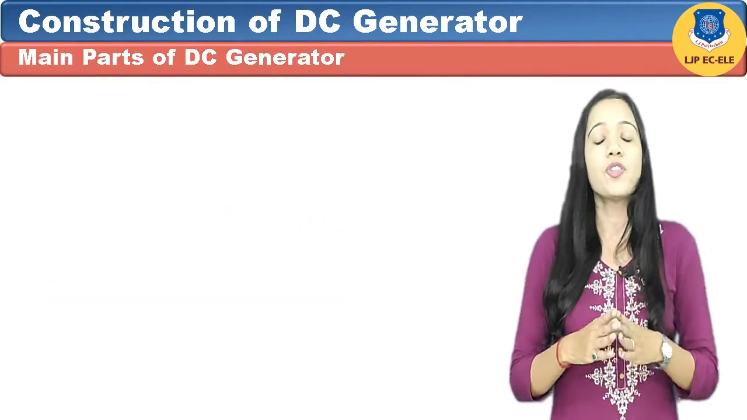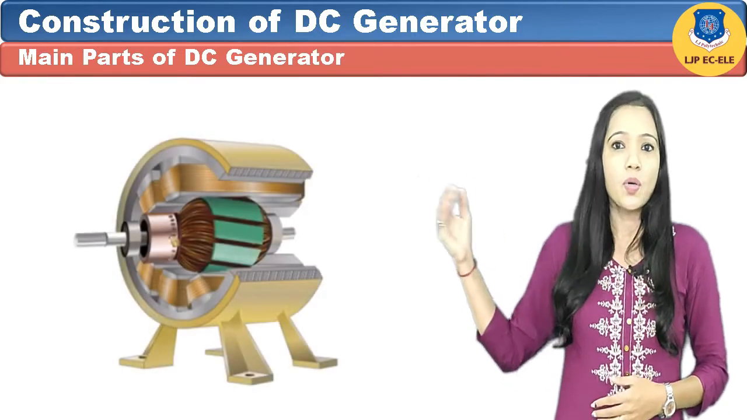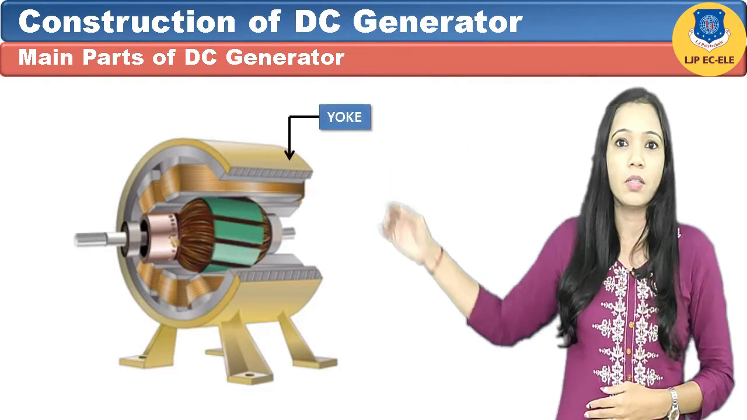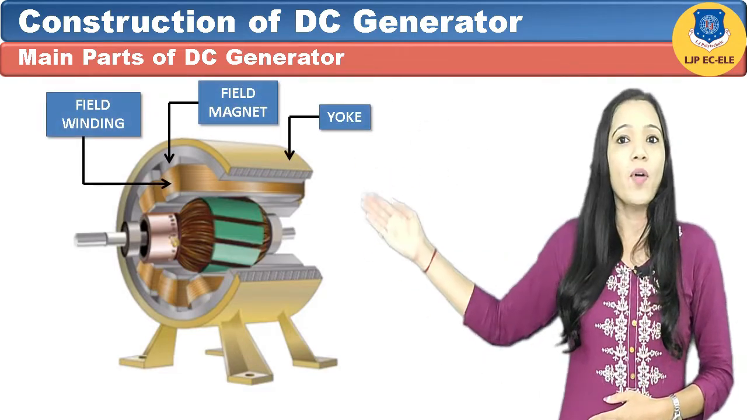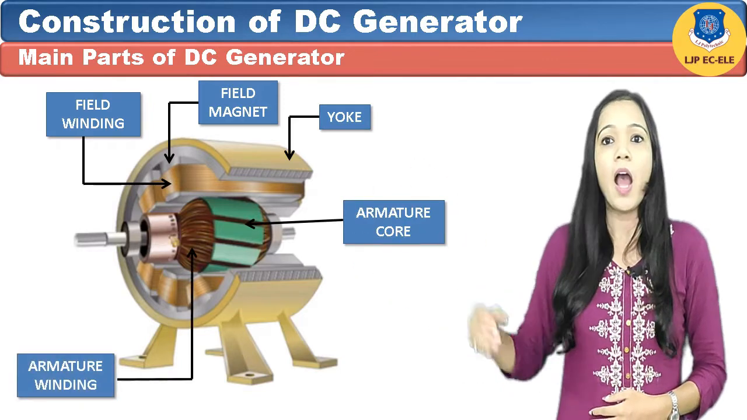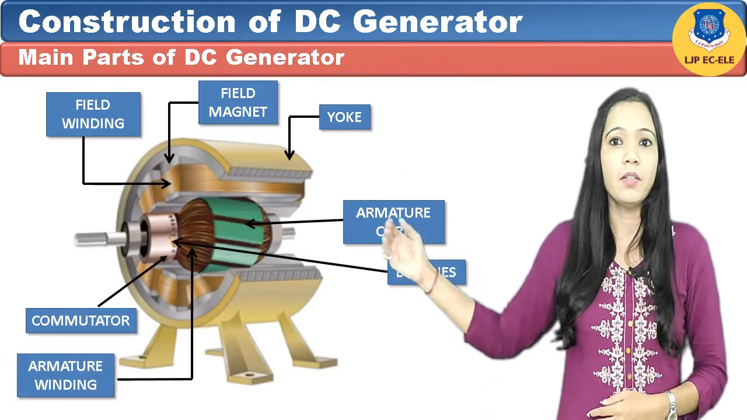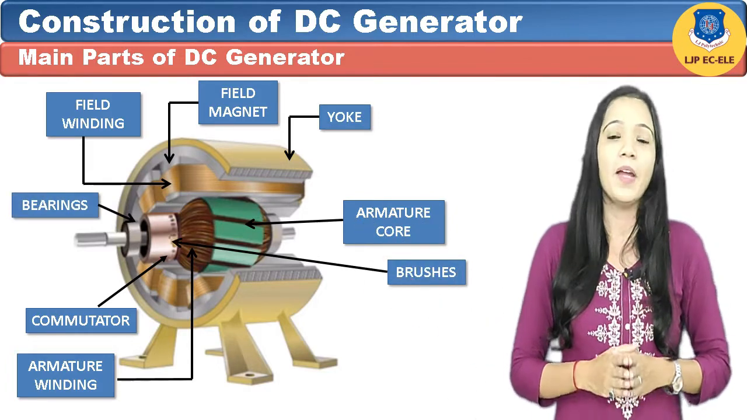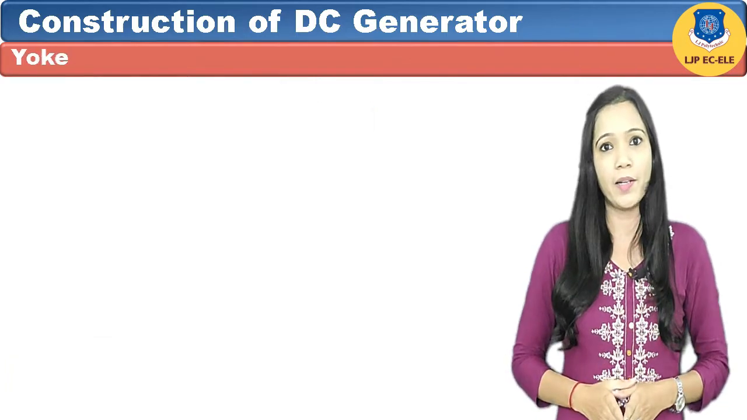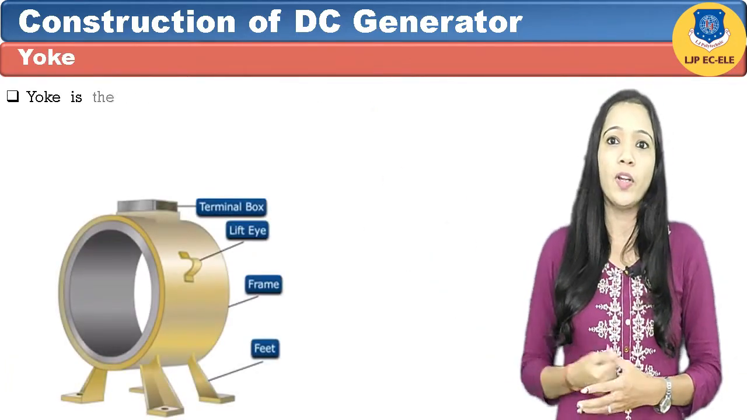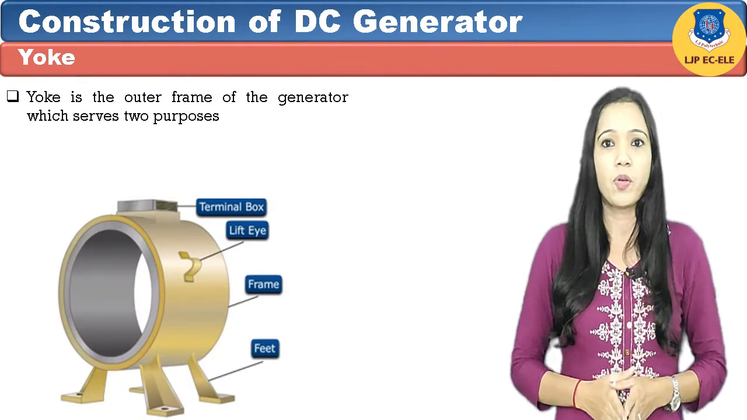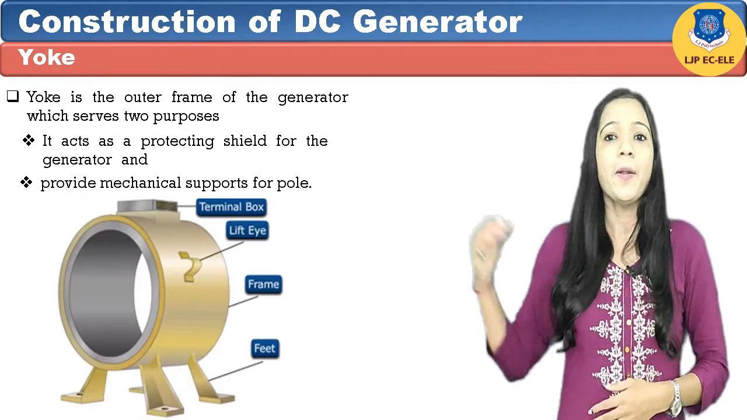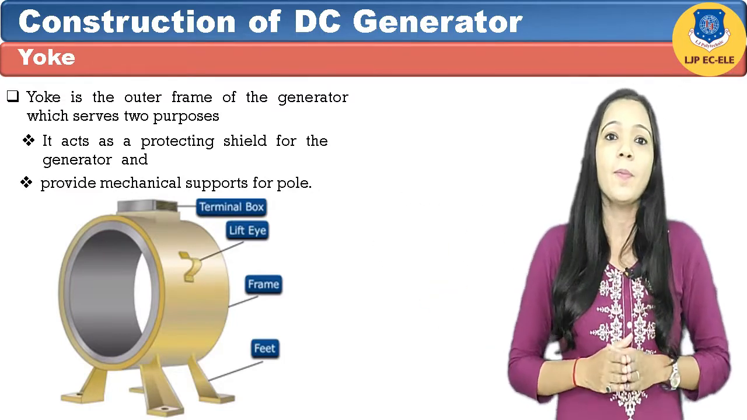Let's start with the construction of DC generator. In a DC generator there are various parts. The first part is yoke, field magnet, field winding, armature core, armature winding, commutator, brushes and bearings. Let's understand briefly one by one. The first part is yoke. Yoke is the outer frame of the generator which serves two purposes. It acts as a protecting shield for the generator and provides mechanical support for the pole.